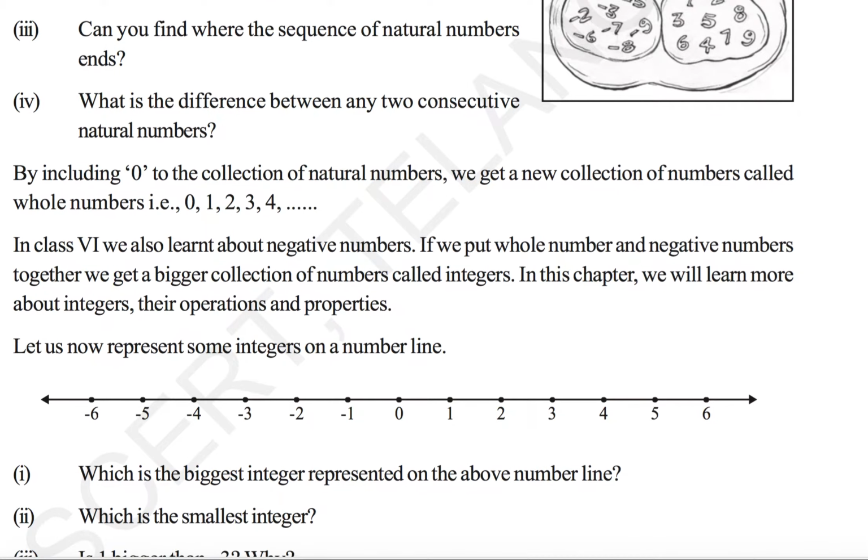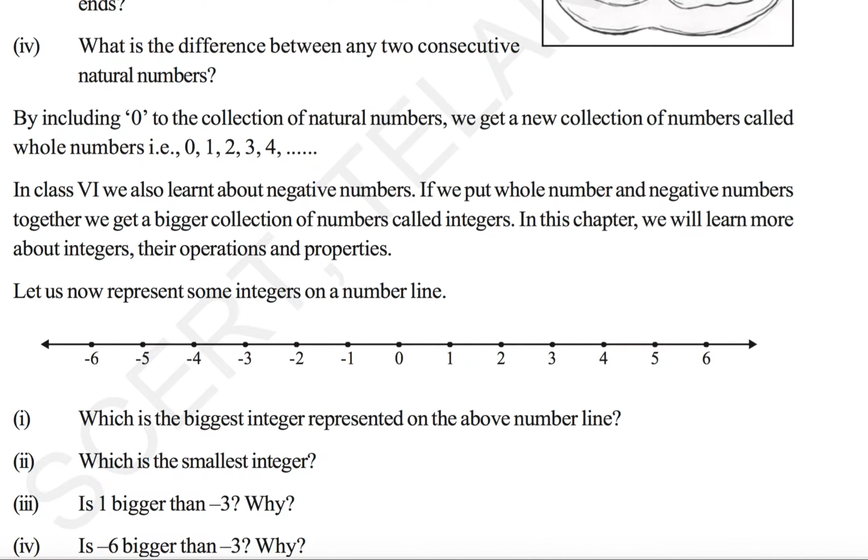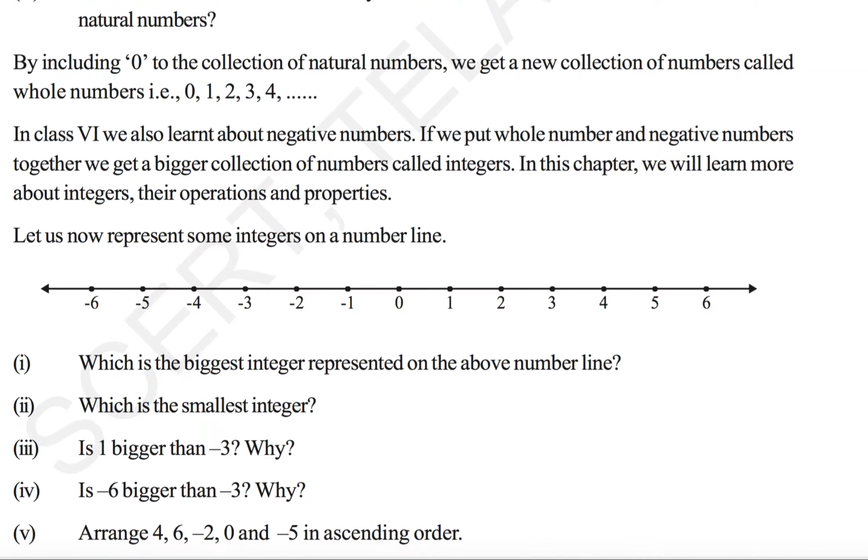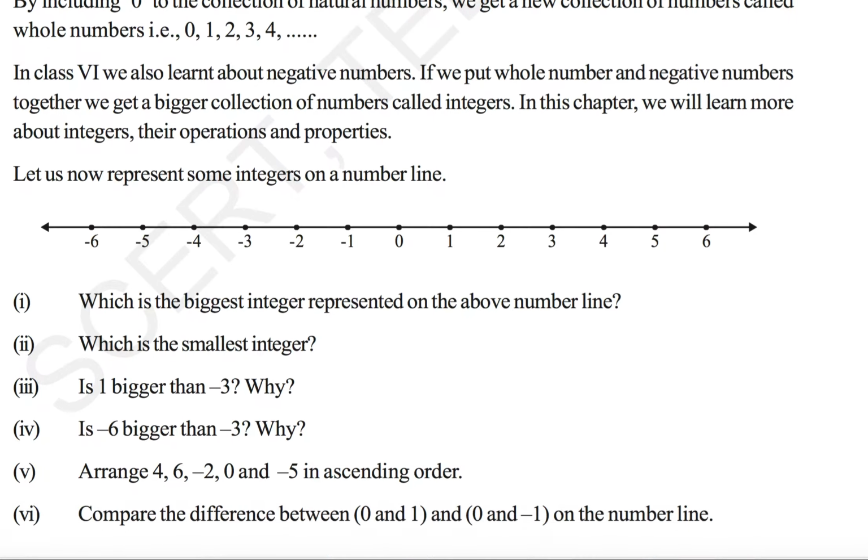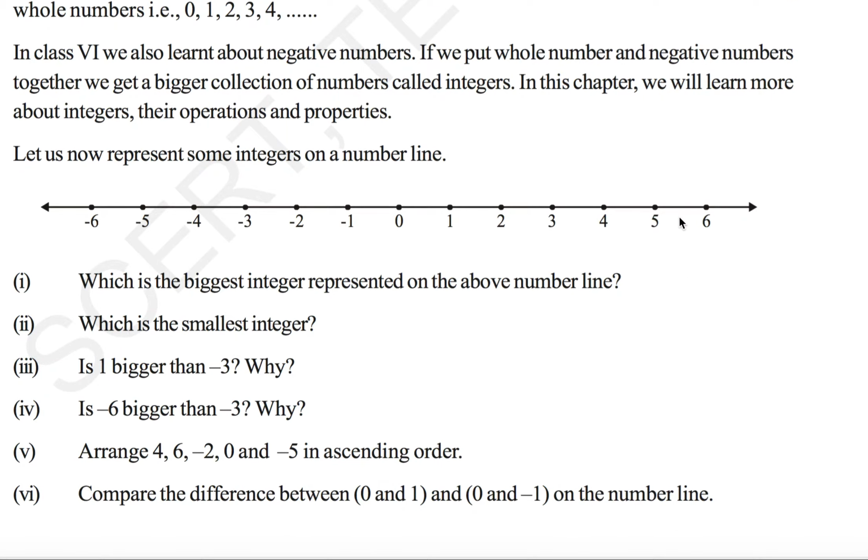In class 6, we also learned about negative numbers. If we put whole numbers and negative numbers together, we get a bigger collection of numbers called integers. So in this chapter, we will learn more about integers, their operations and properties. Let us now represent some integers on a number line. See, these are integers: positive numbers, negative numbers, positive whole numbers, negative whole numbers, and 0. Whole numbers means 0, 1, 2, 3, 4. Integers means negative numbers also.